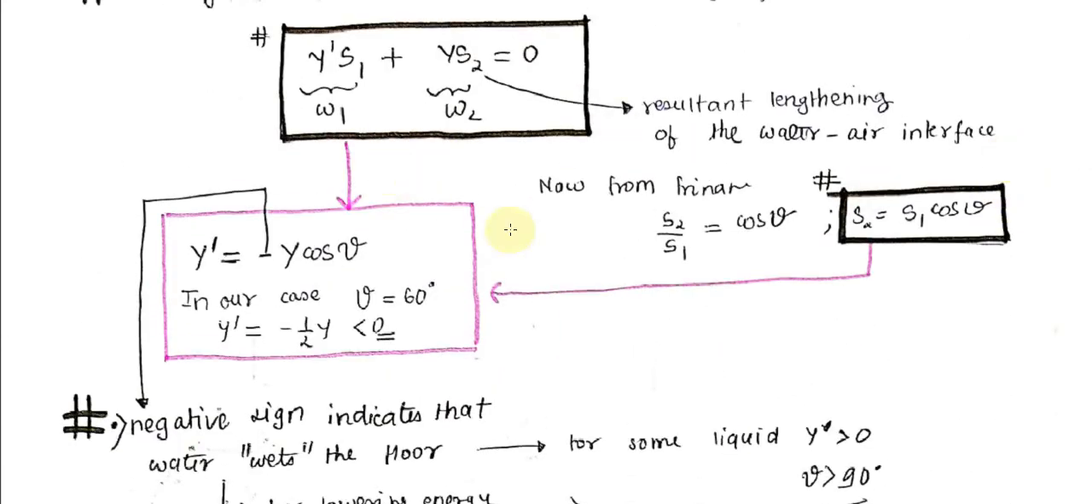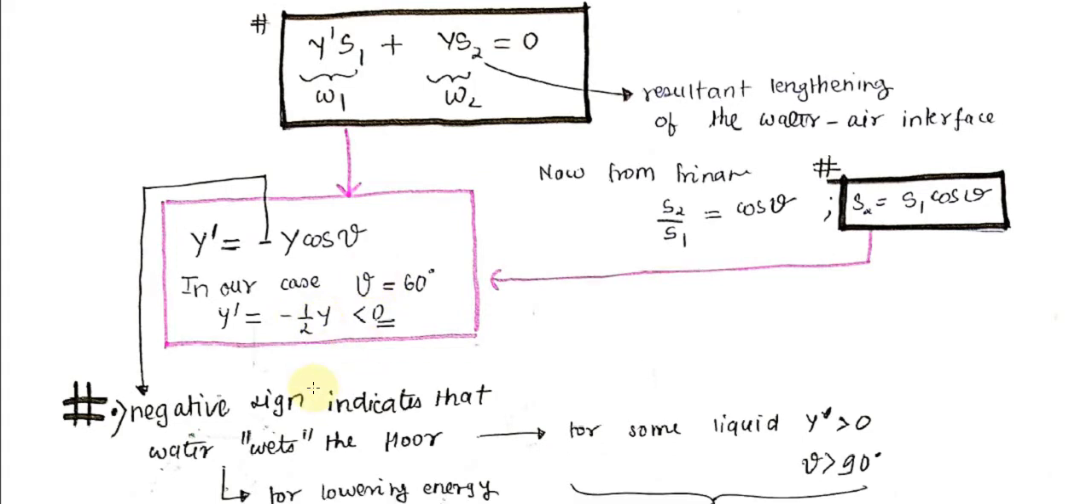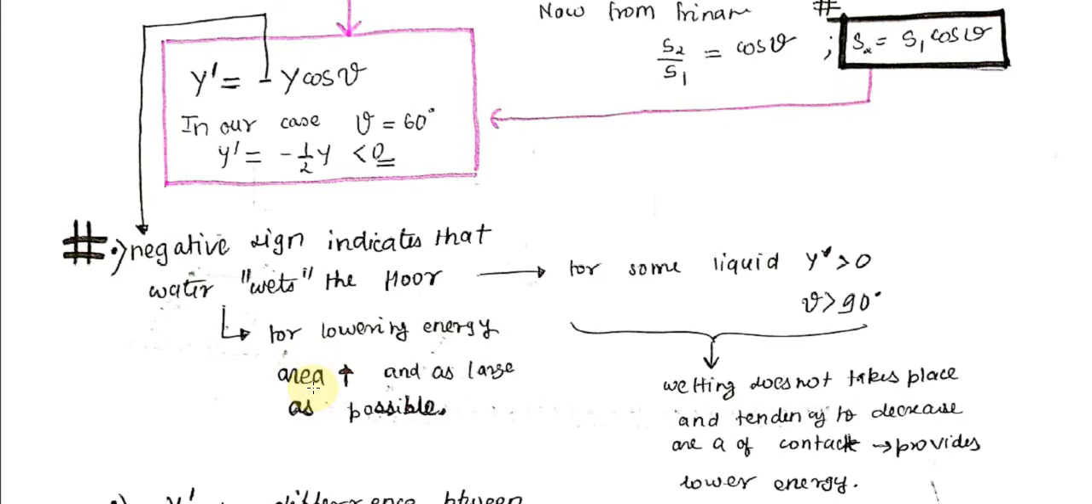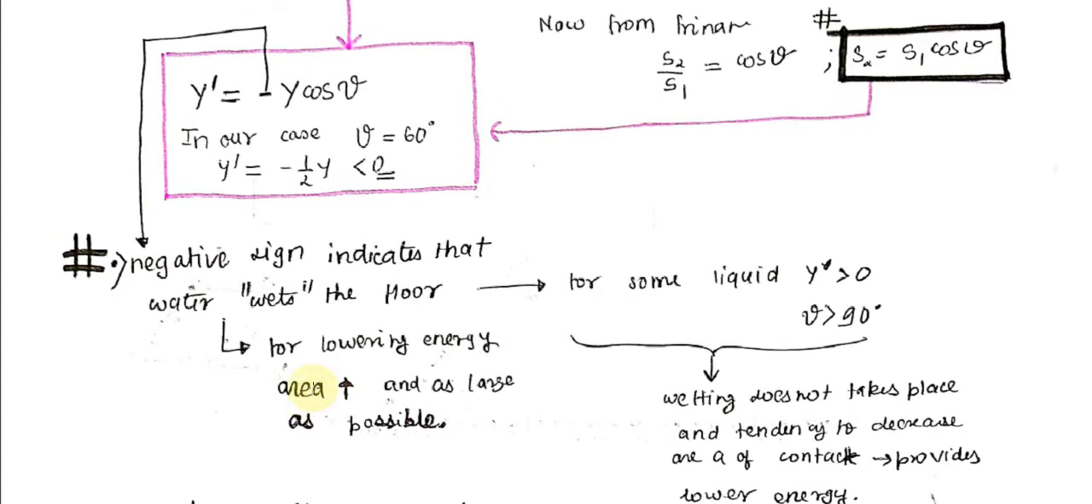So here I can just say that gamma dash is minus gamma cos nu, and in our case this is 60 degrees, so it is minus half gamma, and it is always less than 0. So what is the negative sign? What does it mean? Why does the negative sign have a special significance? Here we should understand that the negative sign indicates that the water wets the floor. For lowering energy, the area increases and is as large as possible.